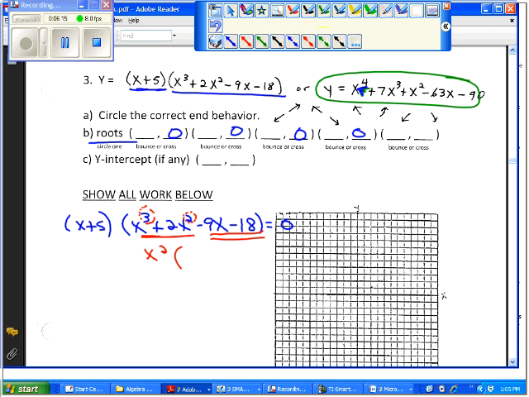X squared times what is x cubed? X. X squared times what is 2x squared? 2. So that factors into x plus 2. Everybody see how we got that? We said x squared times what is x cubed? X squared times x is x cubed. X squared times what is 2x squared? X squared times 2 is 2x squared.